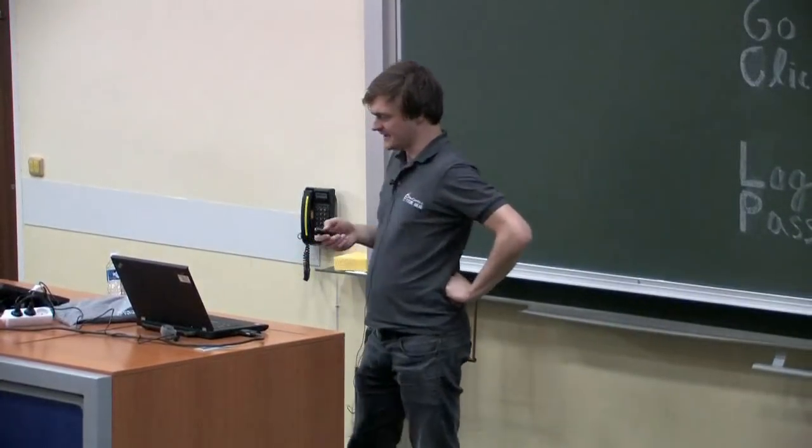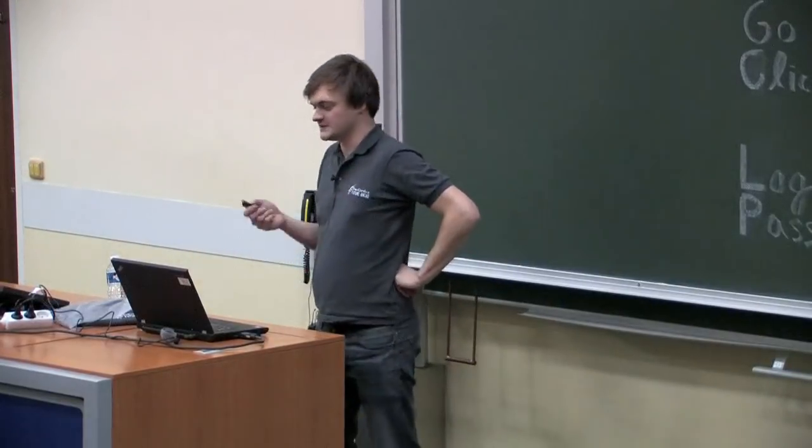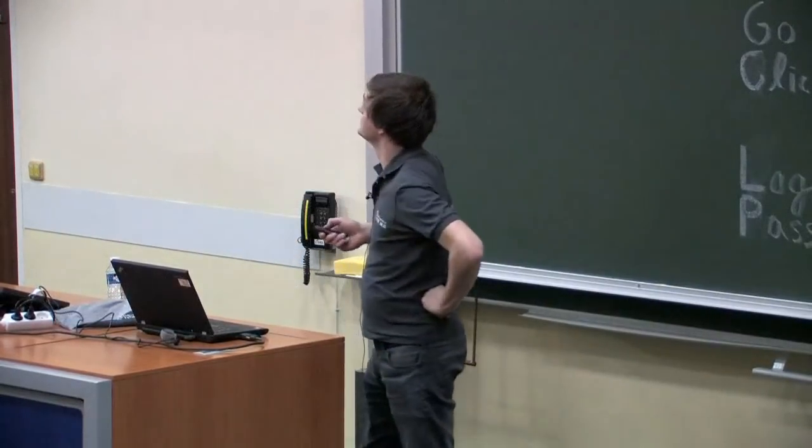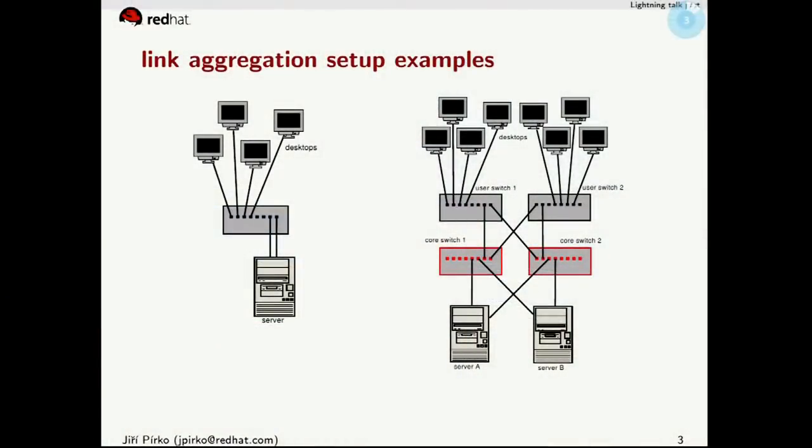So, yeah, I want to just tell you what's done, and what is planned for the future. Here are just two examples of link aggregation setups, so you know what I'm talking about. On the left side, the simple example is you have four desktop computers, you have one server computer, and you have a switch in between. As you can see, the server is connected via two Ethernet lines to the switch. And that is where the network aggregation takes place.